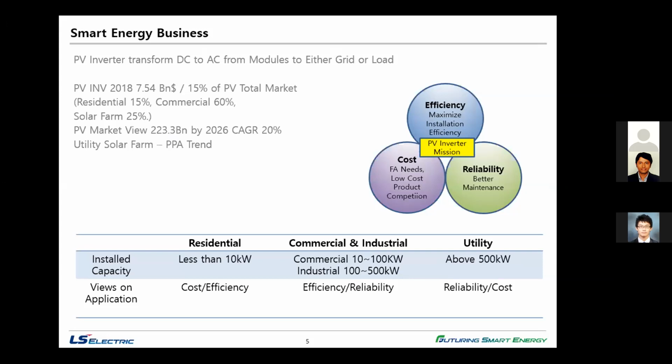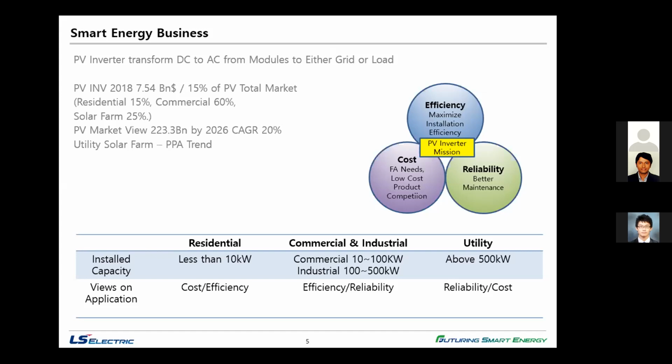If you're looking at the market size, PV inverters in 2018 had a total size of approximately 7.54 billion US dollars, which is around 50% of the total PV market size. And the other 85%, probably people get curious about it. A majority part is coming from the solar module, and also a big portion is contracting as well.